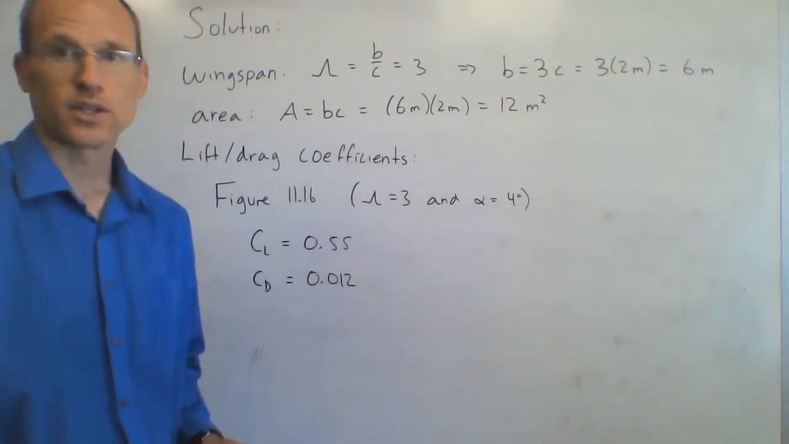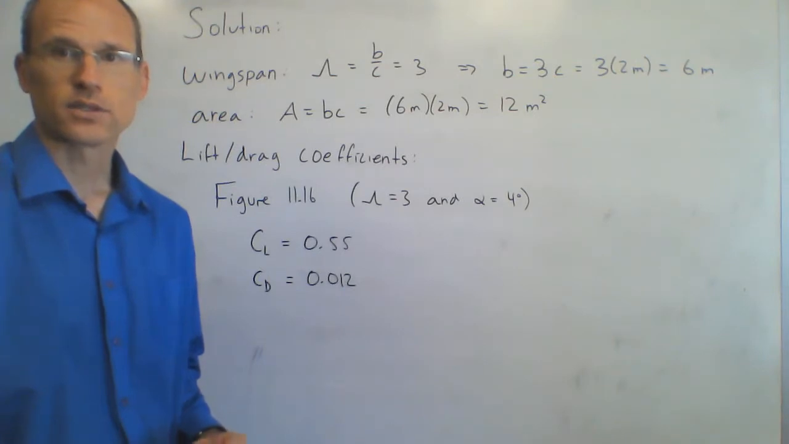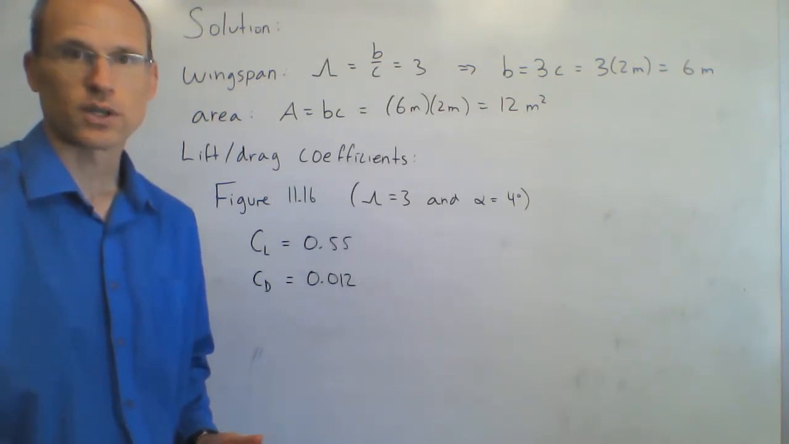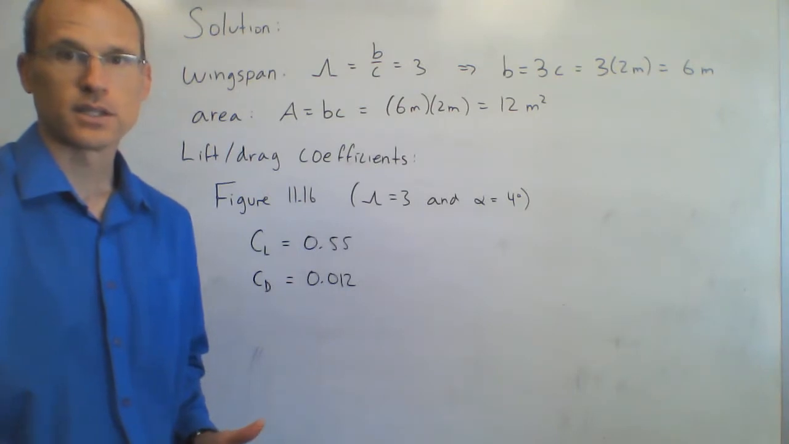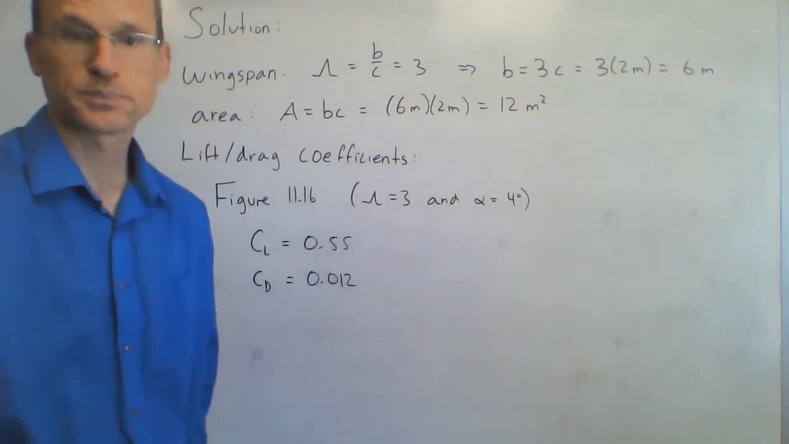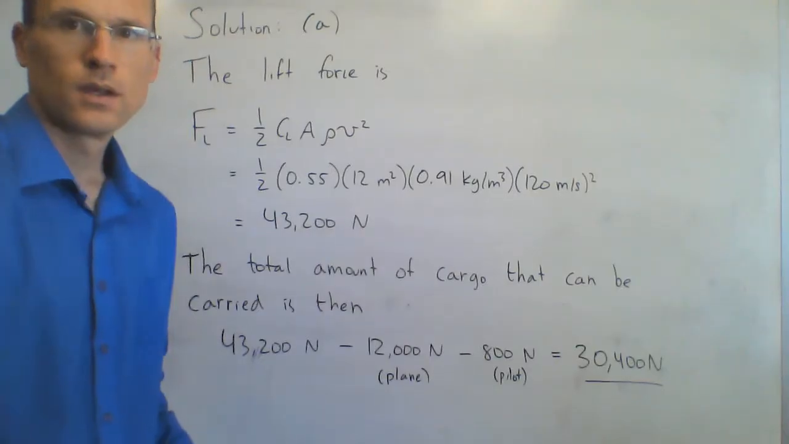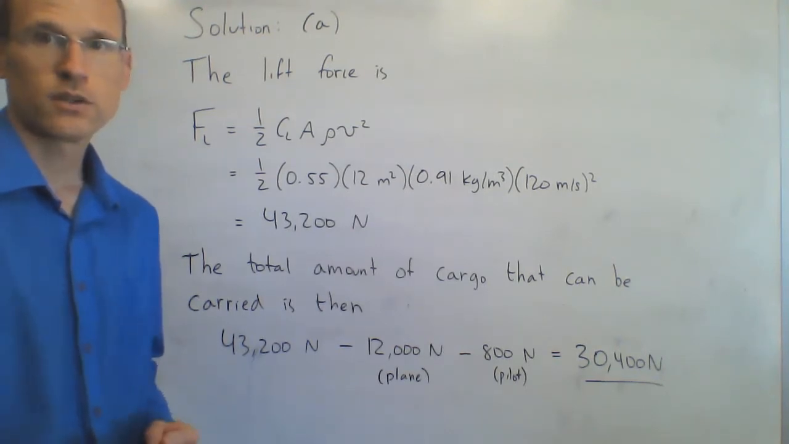For part A, I'm going to need the lift coefficient. For part B, I'm going to need the drag coefficient. Both of those are found in figure 11.16 for this 3-dimensional wing with aspect ratio. So an aspect ratio of 3 and an angle of 4 degrees from the figure gives me a CL of 0.55 and a CD of 0.012. Now that we have those numbers, we can solve the 2 parts of the question.